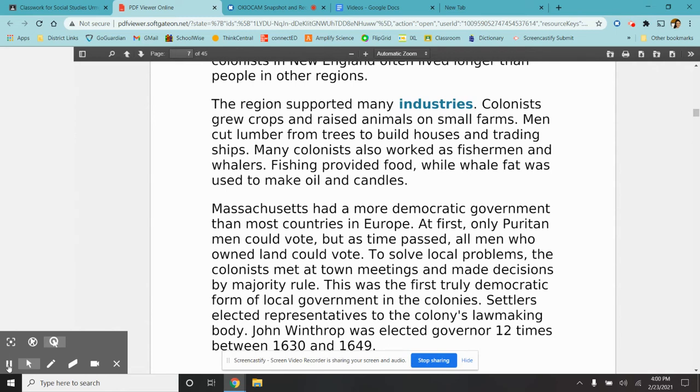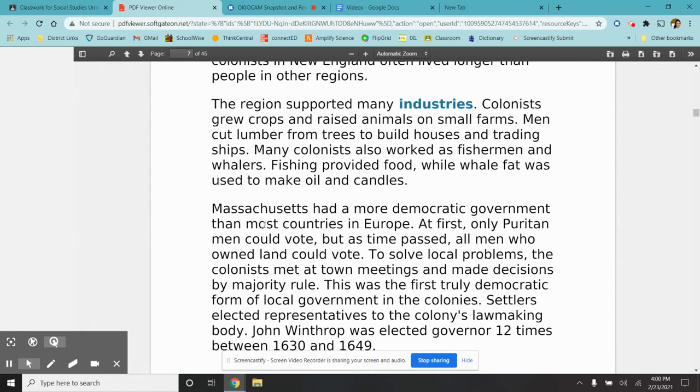At first, only Puritan men could vote. But as time passed, all men who owned land could vote. To solve local problems, the colonists met at town meetings and made decisions by majority rule. This was the first truly democratic form of local government in the colonies. Settlers elected representatives to the colony lawmaking body. John Winthrop was elected governor 12 times between 1630, when it was founded, and 1649.